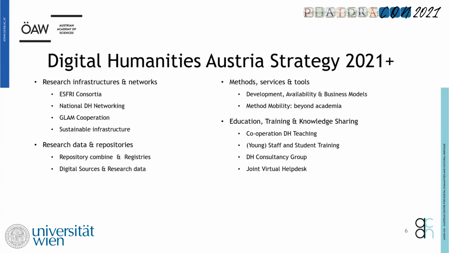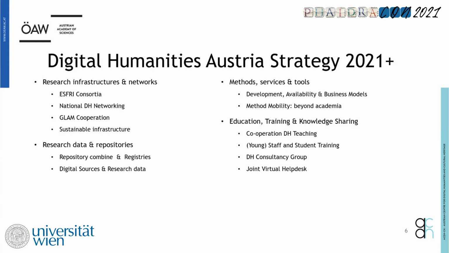Oh, sorry, I didn't put a link there, but I will add that. Basically, if you look for the DHA strategy, you should be able to find it. It is published on the GAMS server of Graz. Anyhow, the update of this strategy has 4 major areas. And I think the one that mostly caters to the discussion we have here will be the second one, research data and repositories. And I will come to certain aspects of that a bit later.